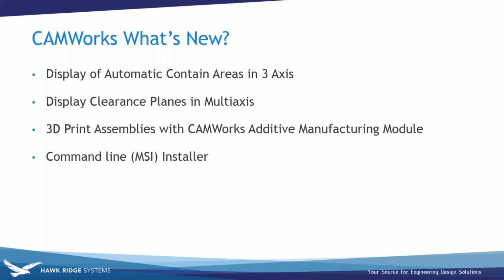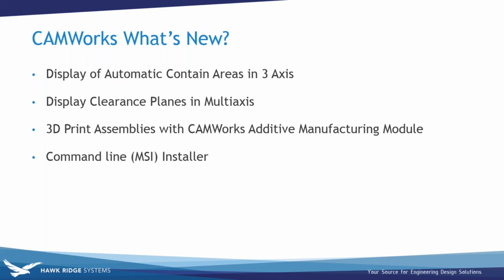Some of the stuff that you sometimes got a little frustrated with in the past, like why is the toolpath not dropping around the sides of this part, or what's going on? Why is it not dropping into this hole, or why is it dropping into this hole? They've added display of automatic contain areas in 3-axis. That was a common one that people used to struggle with, so now you've got a visual of what is actually going on with those contain areas and why your toolpath is going in this region or not going in this region. Similar type of deal in multi-axis.